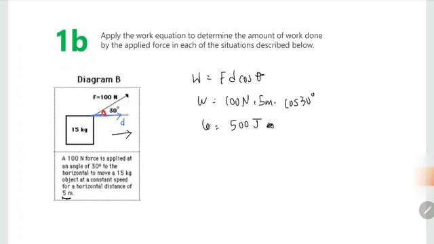What's cosine 30? Let me input that. Cosine 30 is 0.8660. So let's multiply that by 500 joules. We get 433.01 joules. That's the work done by the applied force.